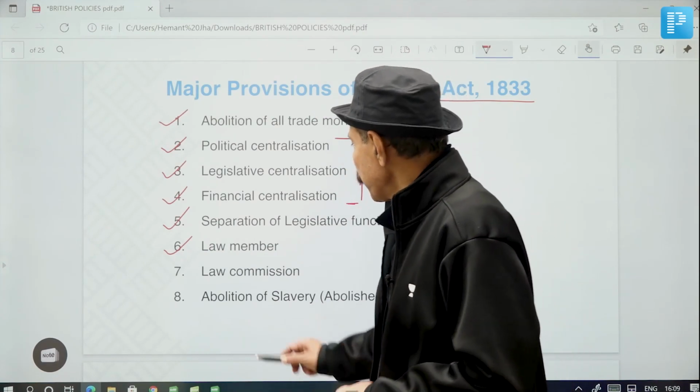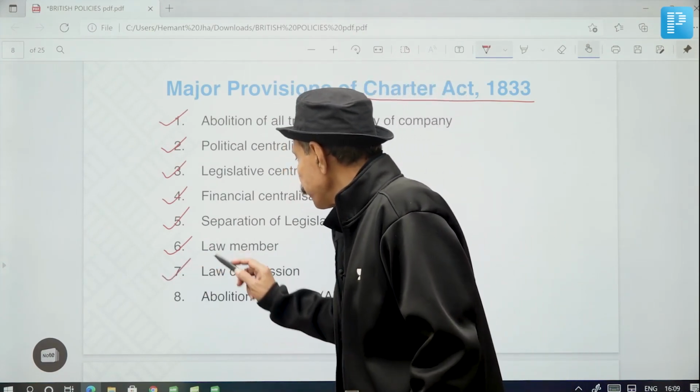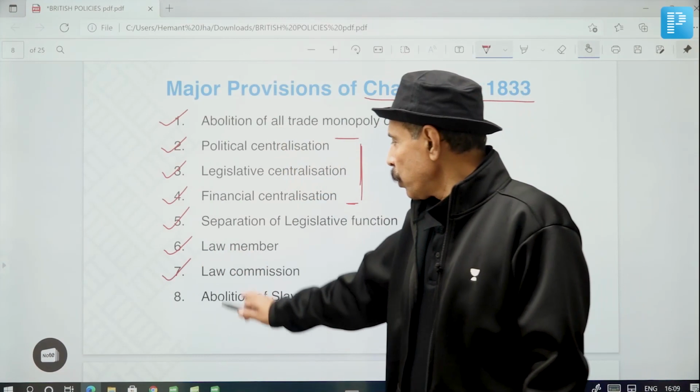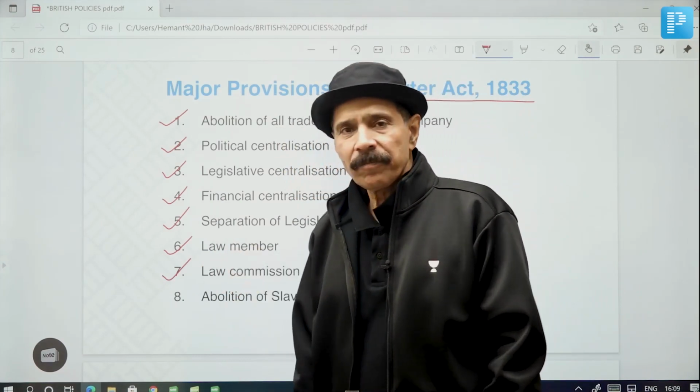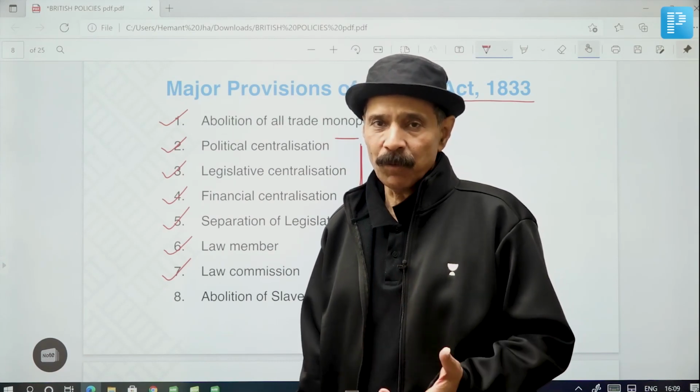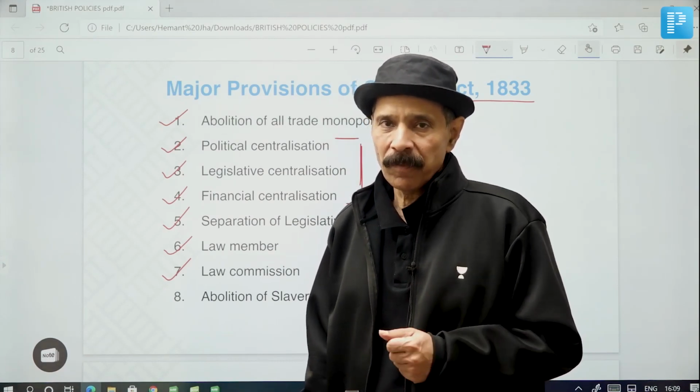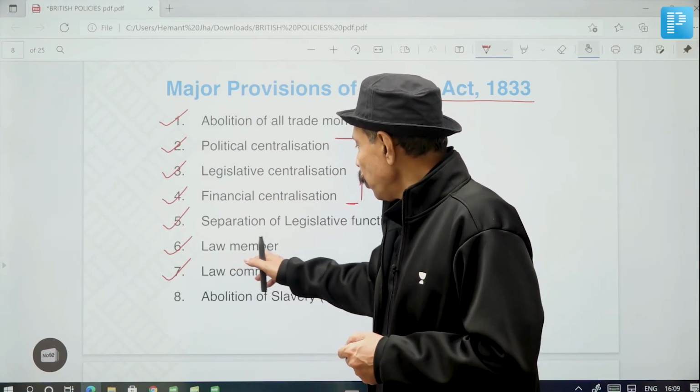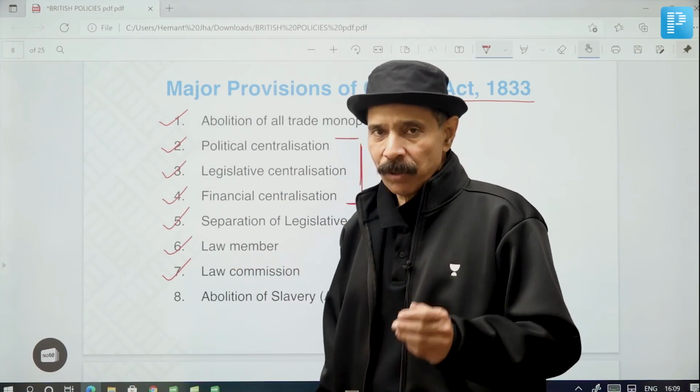Next one, Law Commission. I have discussed Law Commission already. There was a provision for the establishment of a Law Commission, whose purpose was to prepare drafts of law. And the function of the law member was to facilitate this process.